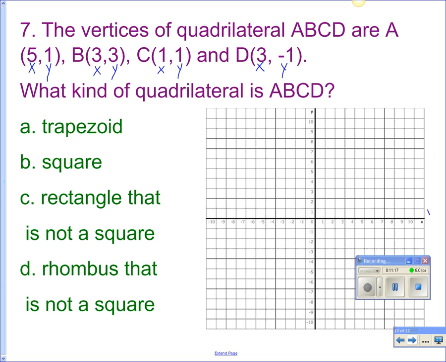So this is my X. To plot 5, 1, I have to go to 5 on the X. 1, 2, 3, 4, 5. And then you have to go to 1 on the Y. So 5, 1 is right there.